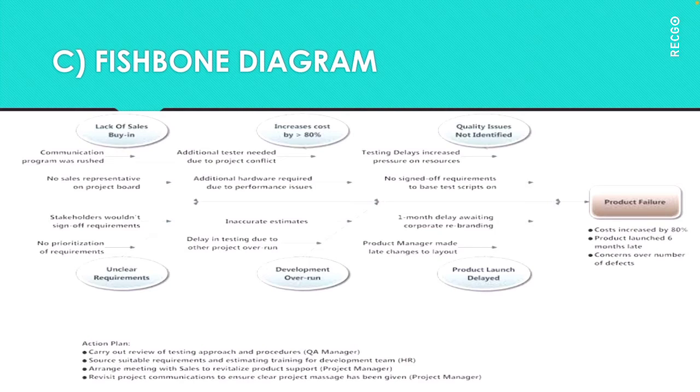First, draw a box on the right of a flip chart or large dry whiteboard and write the problem statement in the box. Be as clear and specific as you can about the problem. Now draw a line going from left to right as the spine, connecting to the problem statement. Draw the fishbones emanating from the spine. These represent the main cause categories. Now label each fishbone category.